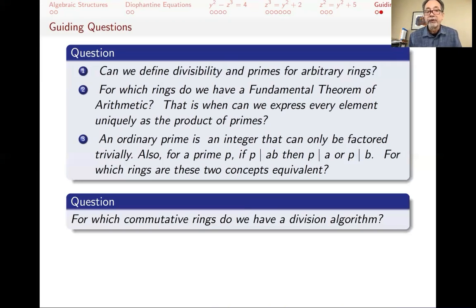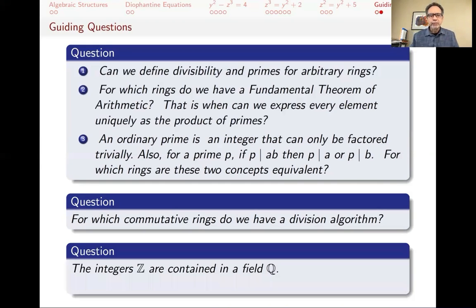Another question is, for which commutative rings do we have a division algorithm? For integers, when we take 2 integers, you can't always divide them, but we have the division algorithm, which says that you can divide and get a quotient and a remainder. You might not be able to fully divide, but you can get a quotient and a remainder. And then that remainder is smaller than the thing you divided by. That is very useful. In particular, you can use that to prove the fundamental theorem of arithmetic. We want to know, when do we have this division algorithm in what kind of rings?